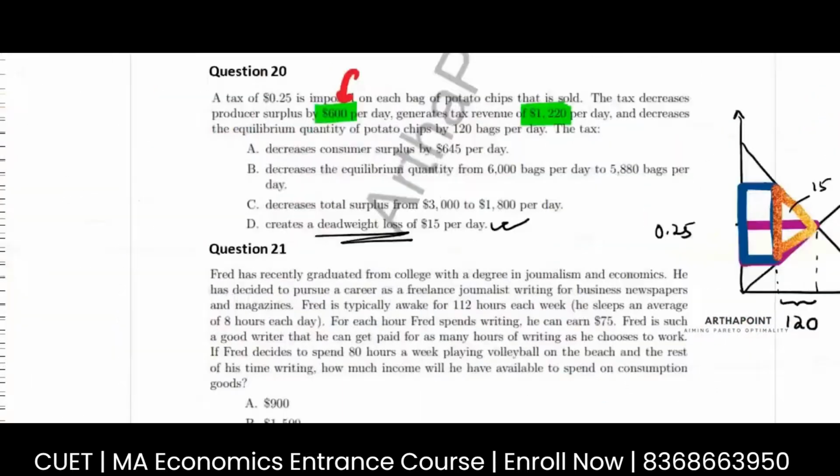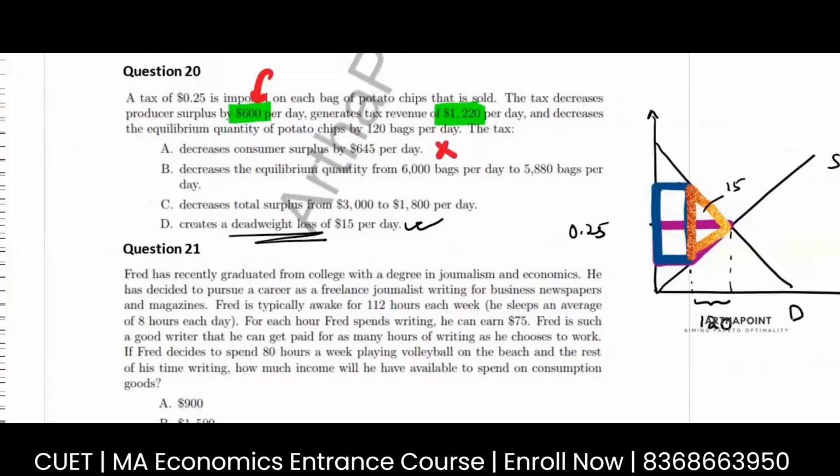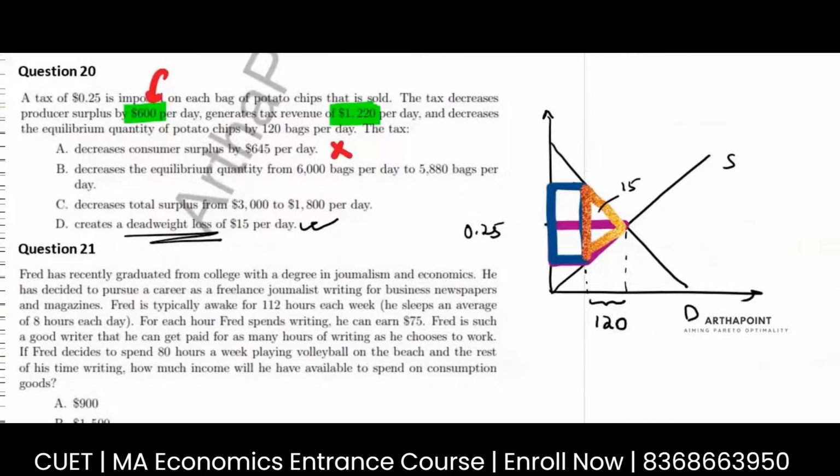So this is incorrect. Decrease the equilibrium quantity from 6,000 to 5,880 per bag. There is no way, according to this question, to find out what my initial and final quantities were. I am not given the demand and supply functions. So I am not sure what the initial and final quantity were. They just tell me that the gap is 120. That can be between 600 and 480 also. So I don't know that. So this is not known.